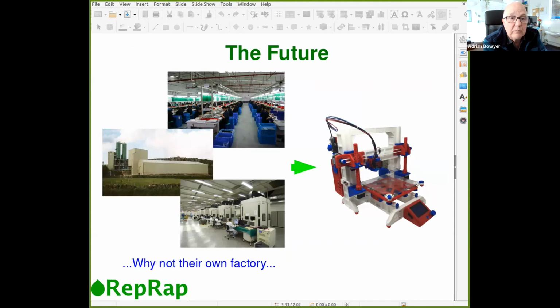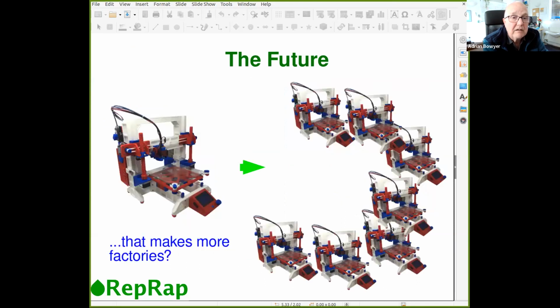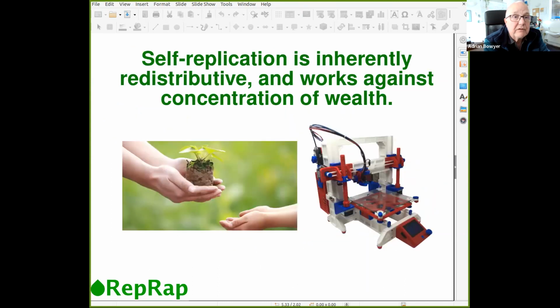Now, if you're going to do that, why not everybody have their own factory? And if you're going to have everybody having your own factory, then let's make it a factory that makes more factories. So if one person's got one, they can make another factory for somebody else. So self-replication is inherently redistributive because it allows people to share any piece of technology if it's self-replicating. And that, of course, includes the things that, in the case of a 3D printer that's self-replicating, the printer prints as well as the machine itself. And it tends to work against the concentration of wealth because it allows people to acquire the ability to make things for themselves and thereby avoiding the expense of having to pay somebody else to do it. And I said, this is a tendency, it's not a universal rule.